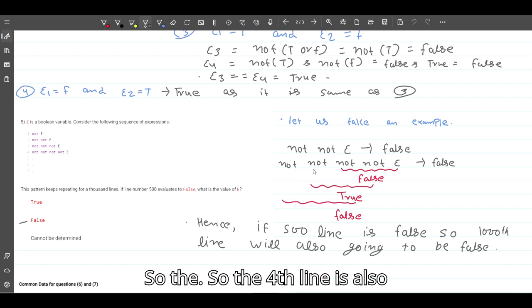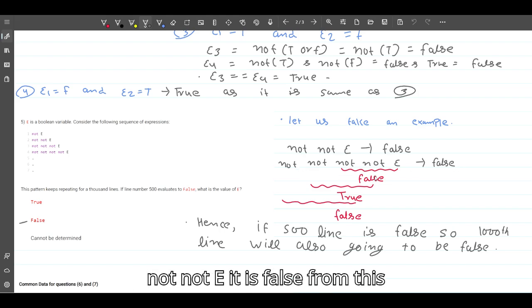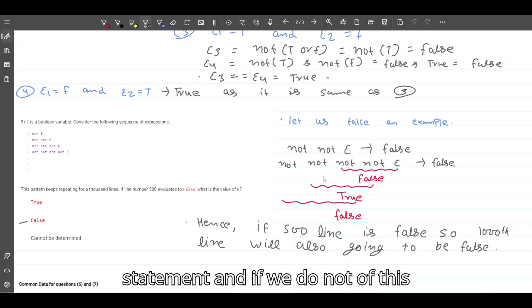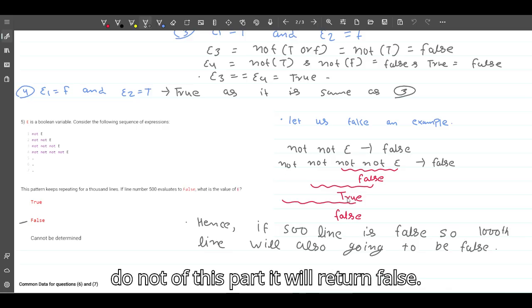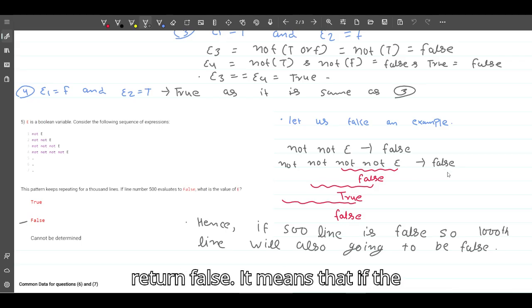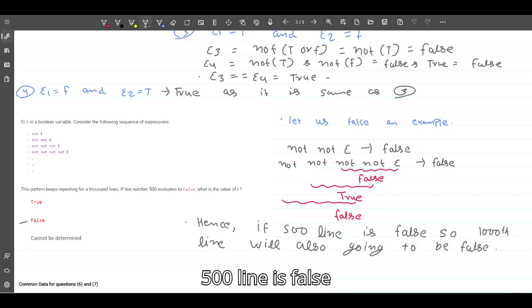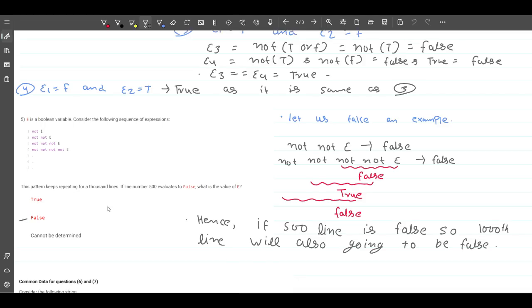So the fourth line is also going to be false, because if we do not E, it is false from this statement, and if we do not of this part, it will return true, and again if we do not of this part, it will return false. So this part is also going to return false. It means that if the 500th line is false, then the 1000th line is also going to be false.